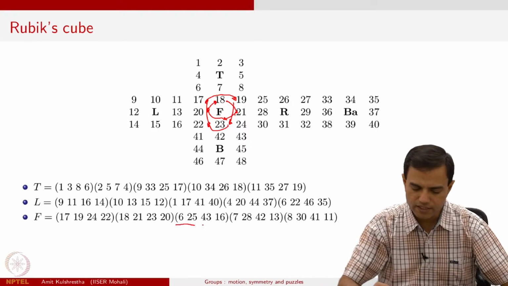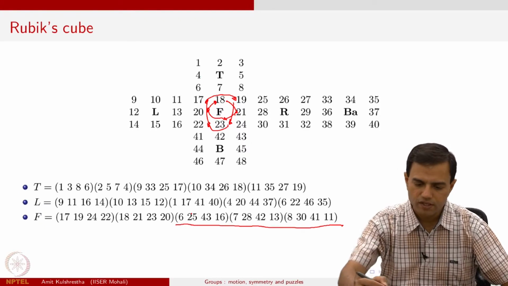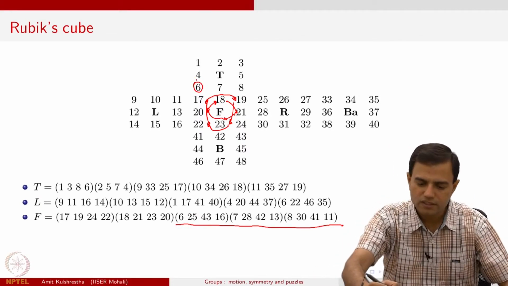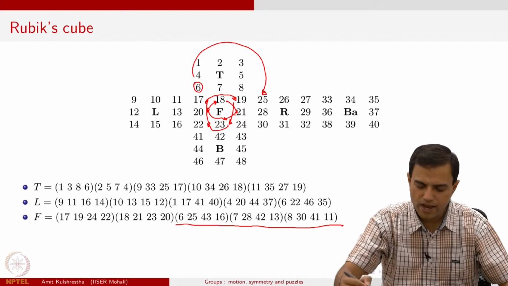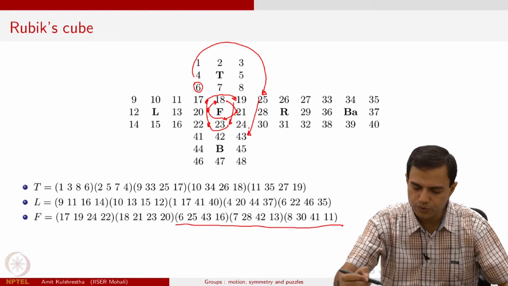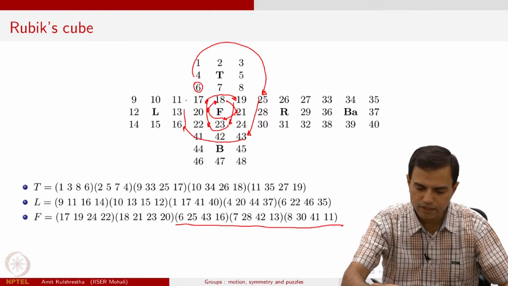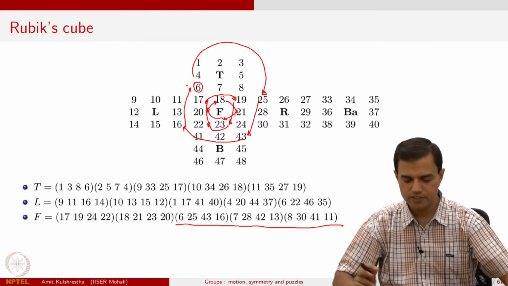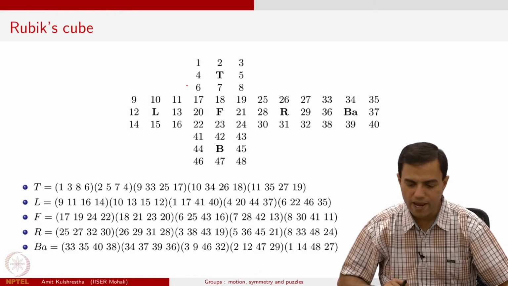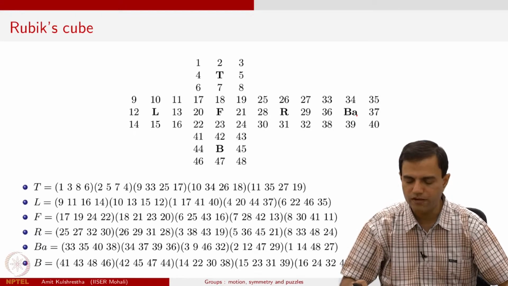And it also affects other sides. So for that, this is being written: 6 goes to 25. When you are moving like this, it actually goes to 25, and 25 goes to 43, 43 goes to 16, and then it comes back to 6. So you have to identify all this. Similarly, for right you have this, for back you have this, and for bottom also you have this.